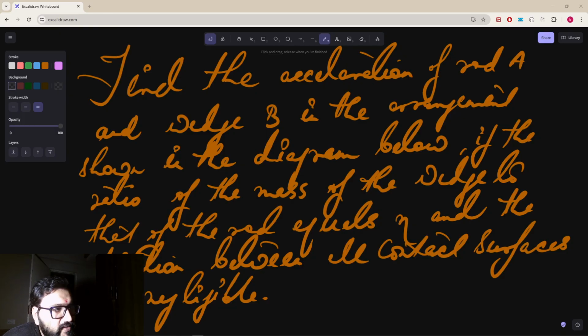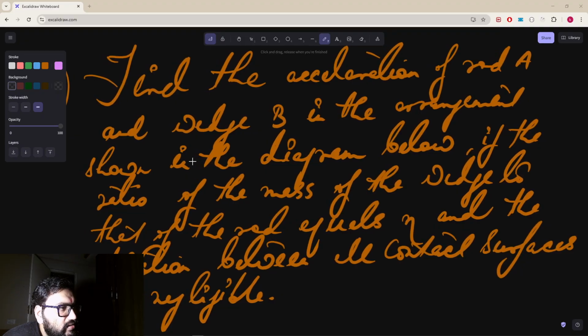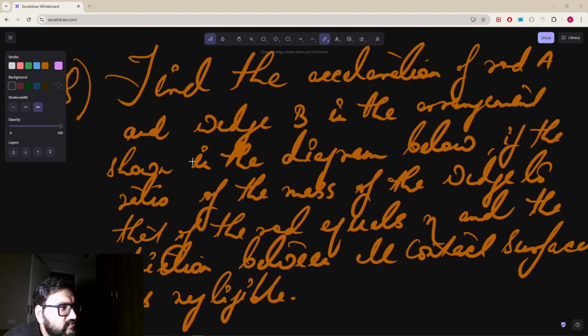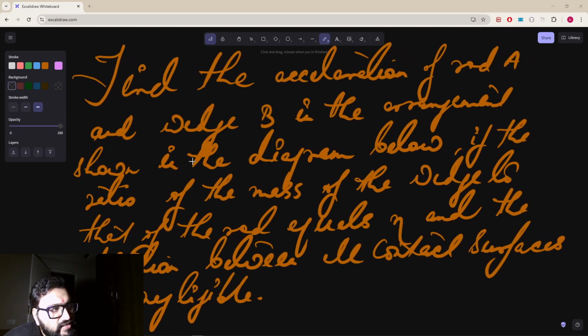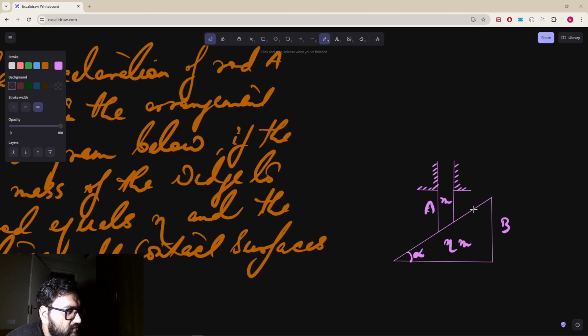So let's begin. I have two problems from Irodov, both of them from mechanics. I have a problem wherein I have been asked to find the acceleration of rod A and wedge B in the arrangement shown in the diagram below. I am going to show you the diagram. So this is the diagram wherein I have my rod A and this wedge B.